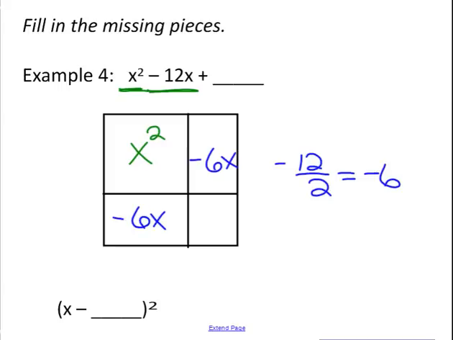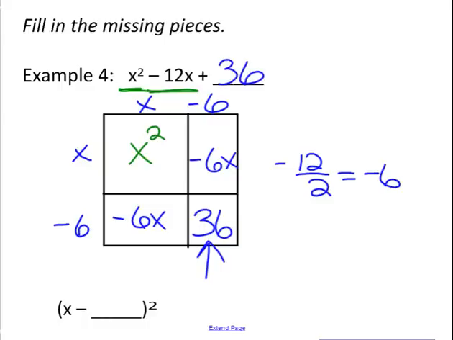So that means on the outside, I need an x and an x, negative 6, negative 6. What goes in this box right here? We have the negative 6 times the negative 6, or positive 36. So this missing piece is 36. And if we write it as a binomial squared, we have x minus 6 squared.